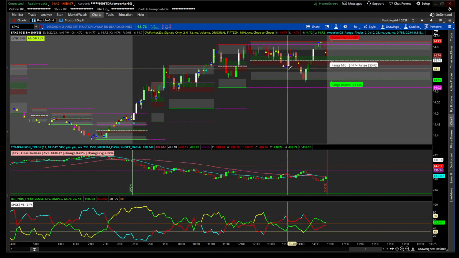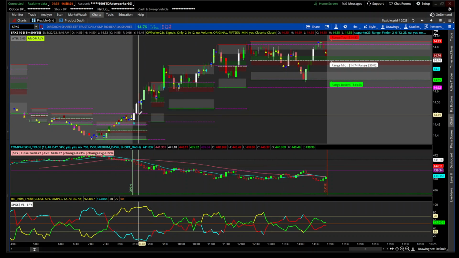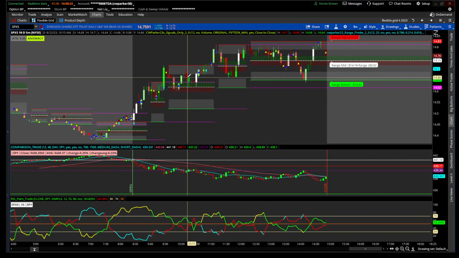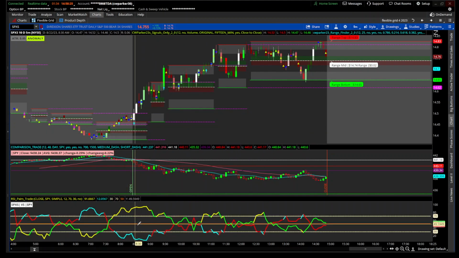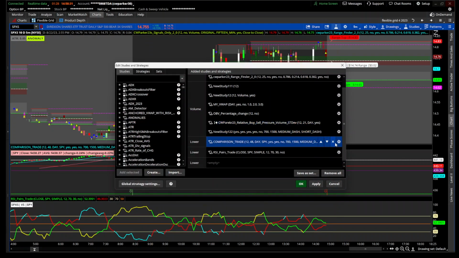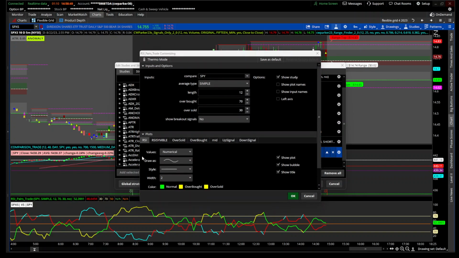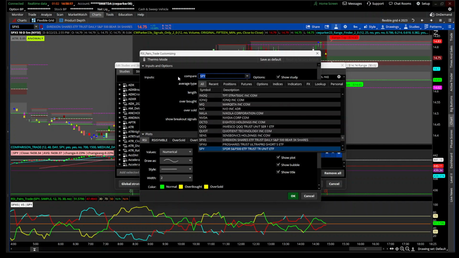Here you can see my range box as well. It works effectively with the range box too. But for the most part, I wanted to show you this indicator right here. You have your overbought, oversold, your 50, and you also can come down into the indicator. Everything is going to be by the close, by the closing price of the indicator. You can see where I have compare, and you can change whatever stock you want in there.